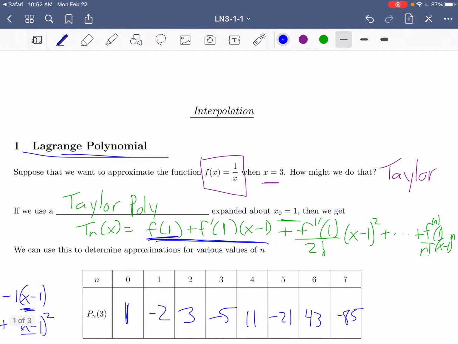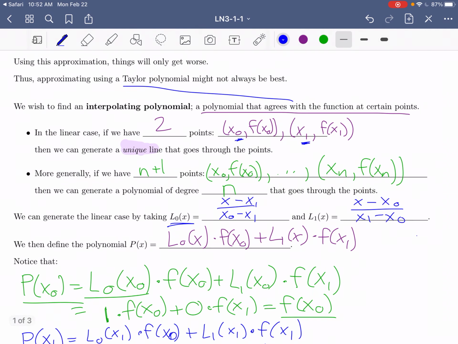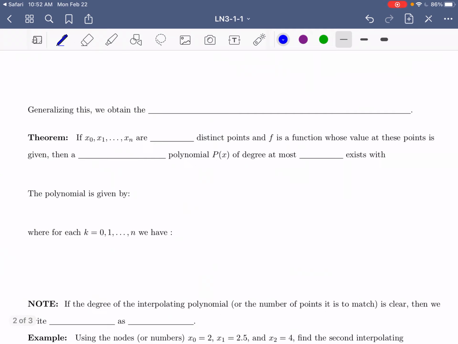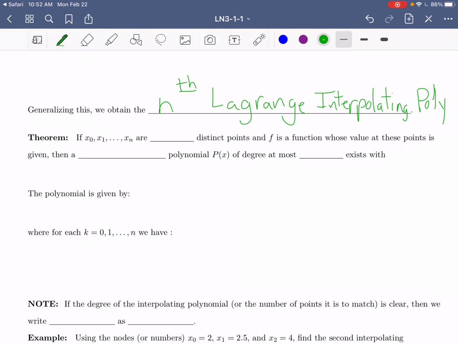In our last video, we took a look at the Lagrange interpolating polynomial for a line when we just had 2 points. And so in this video, we're going to generalize that, and we are going to find the nth Lagrange interpolating polynomial. So the nth Lagrange interpolating polynomial.